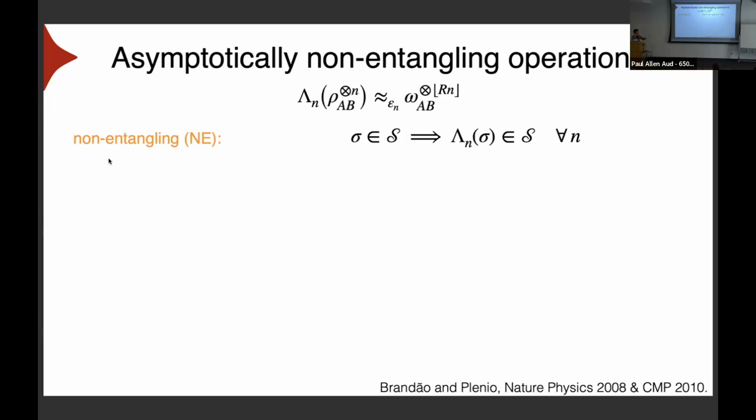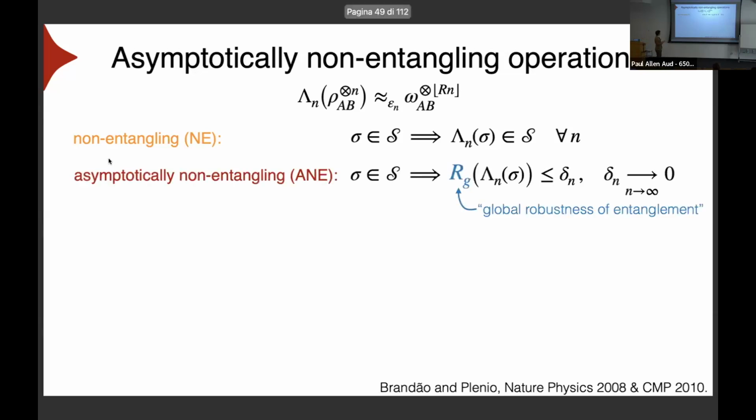Do these operations suffice? It turns out also not. Too bad. But now we can make a small modification to this, which is called the set of asymptotically non-entangling operations, or ANE. With these operations, we require that if you start from a separable state, the entanglement content of the output should be small, in fact vanishingly small, as n goes to infinity. You measure this with a measure of entanglement called the global robustness of entanglement that I don't want to define. But let's just say this is Brandão and Plenio's contribution, to identify this framework.